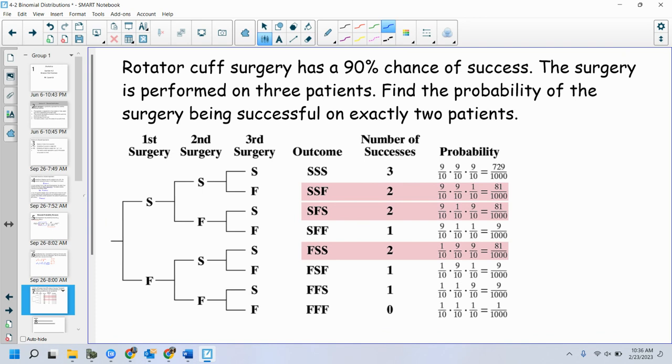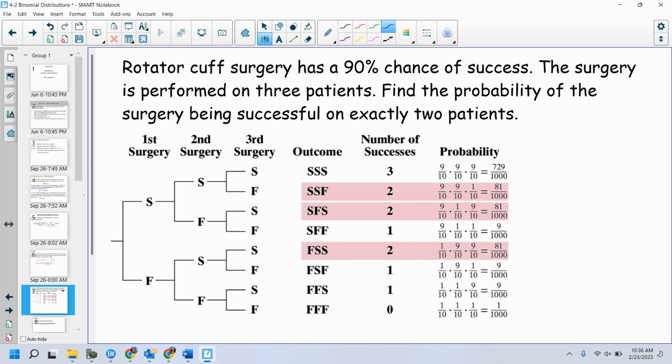Take a look here. Is this a binomial event? Well, either it works or it doesn't, right? Either a surgery is a success or it is a failure. Is there a fixed number of trials? 3. Are they independent from one another? I think we are assuming independence. One surgery does not affect the other surgery. The success of one surgery does not affect the success of another surgery.